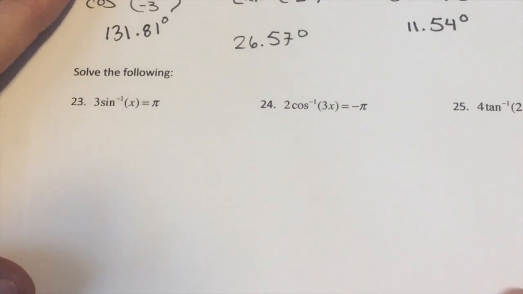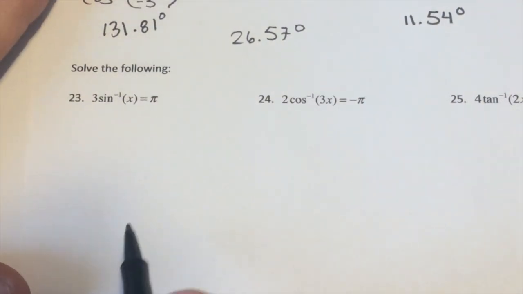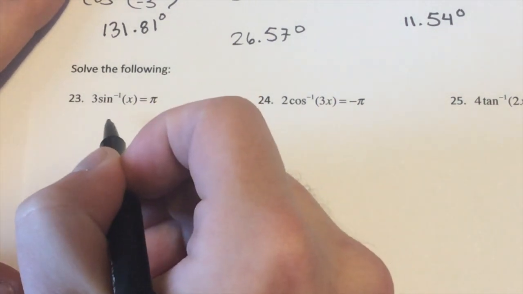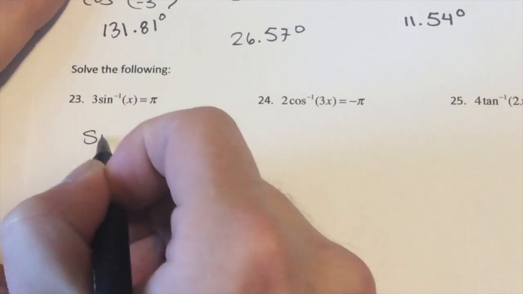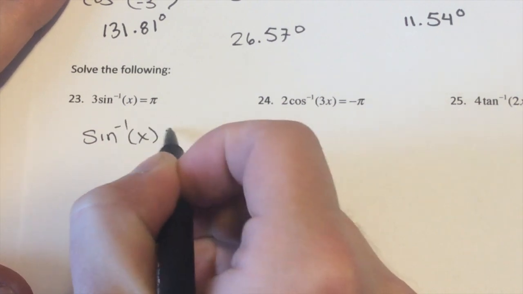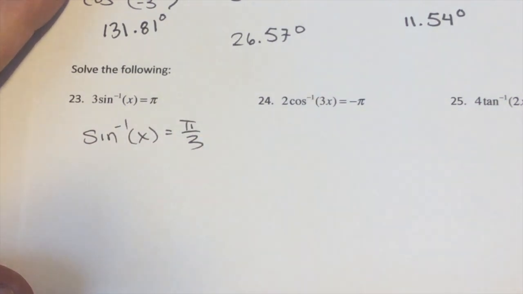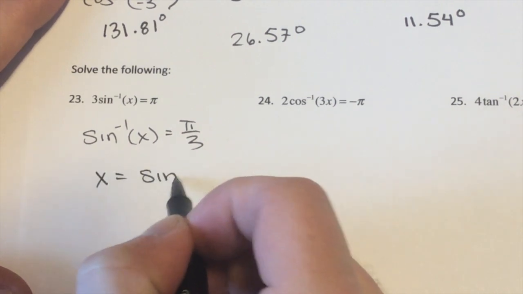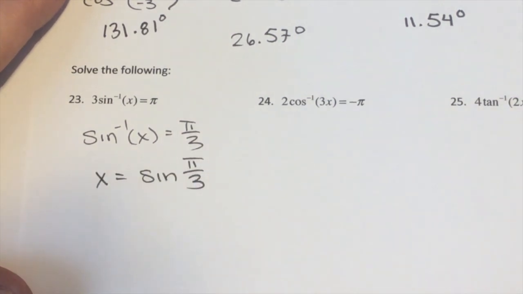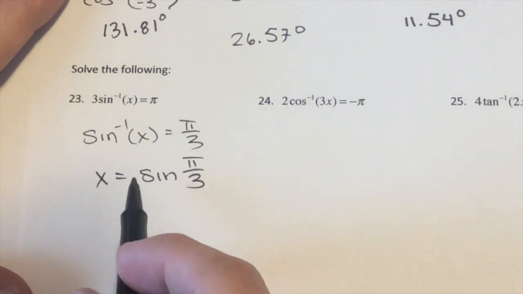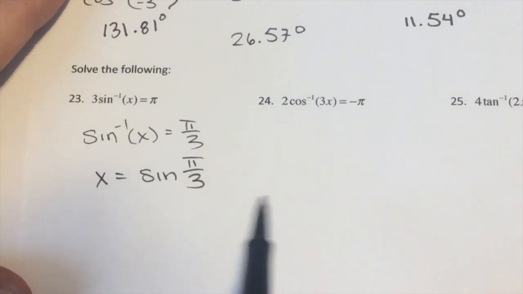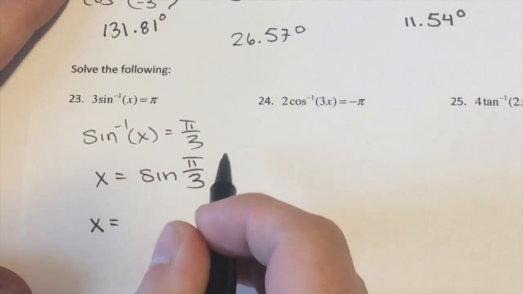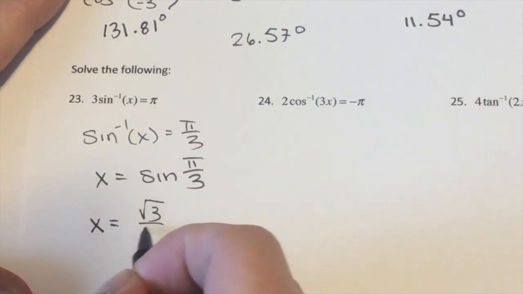Last 3 questions. Solving. So with solving, simplest we can do: divide by 3. Inverse sine of x equals pi over 3. Take the sine of both sides. So I get x equals the sine of pi over 3. I look at pi over 3. I want to know what the sine value is. Looking at our unit circle, x is square root of 3 over 2.